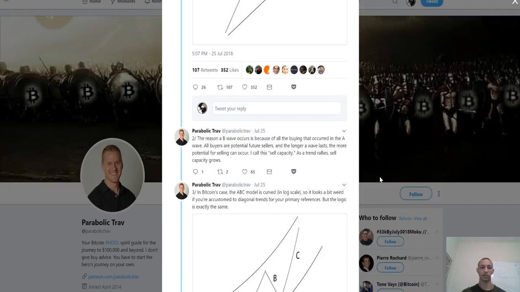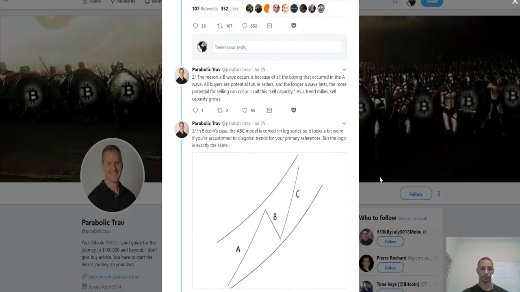Now, number two, the reason why B wave occurs is because all of the buying that occurred on the A wave, all the buyers are potential future sellers. And the longer a wave lasts, the more potential for selling can occur. I call this sell capacity. As a trend rallies, sell capacity grows.